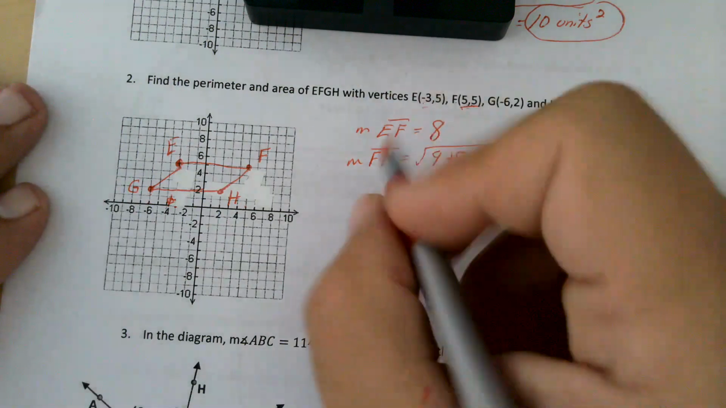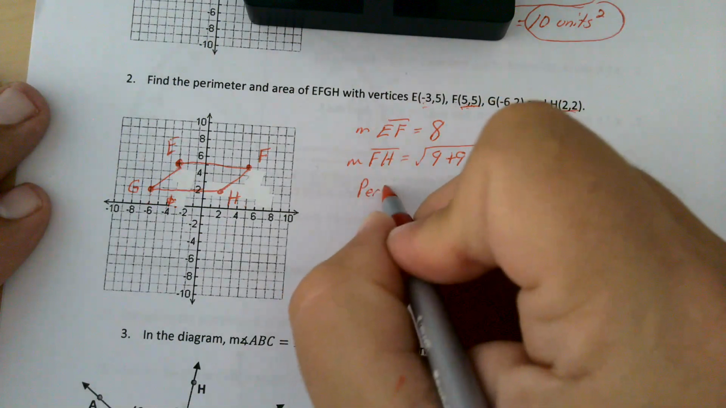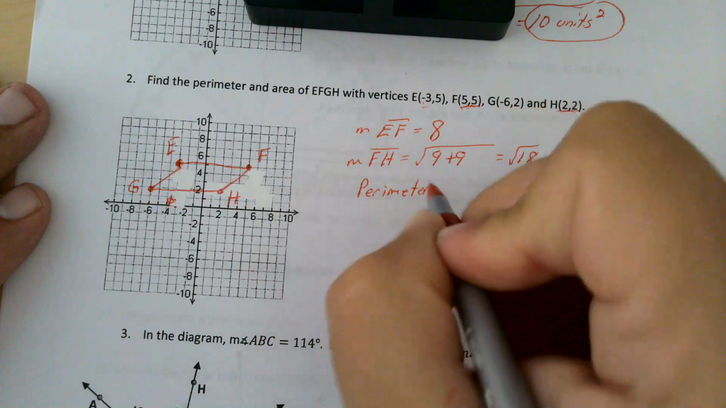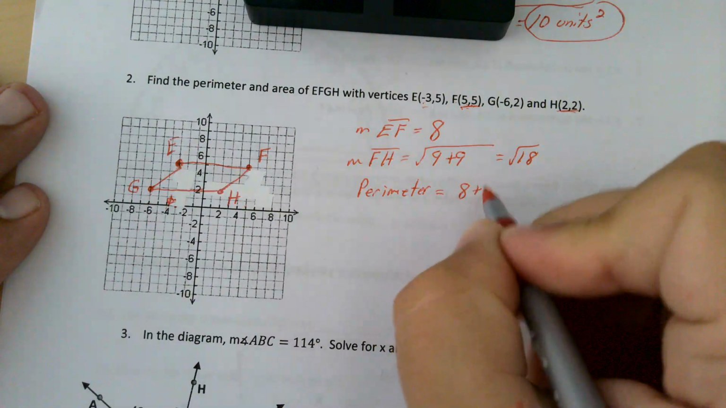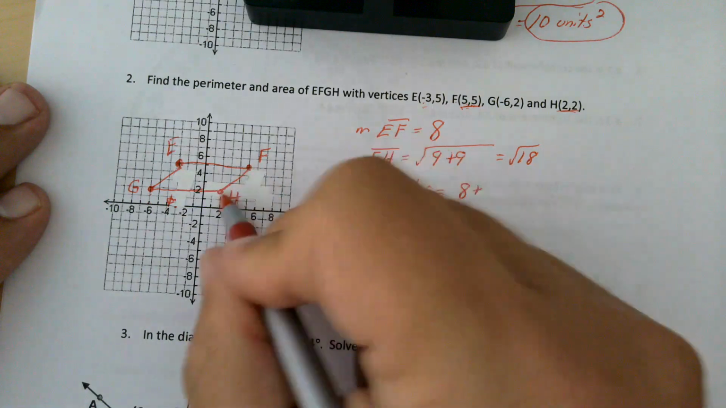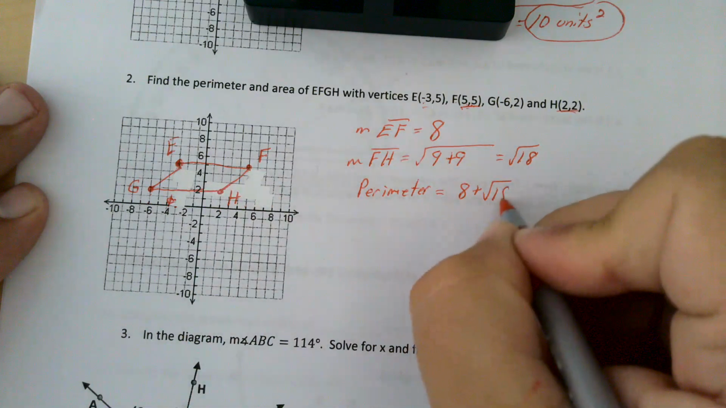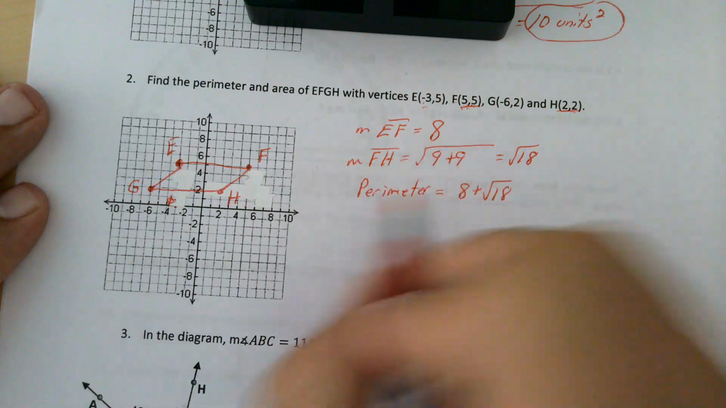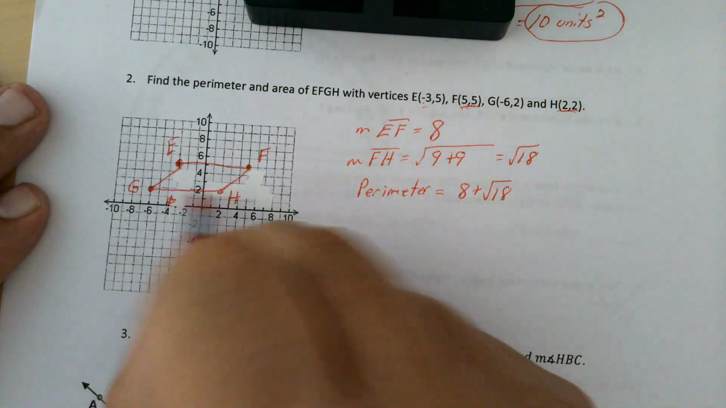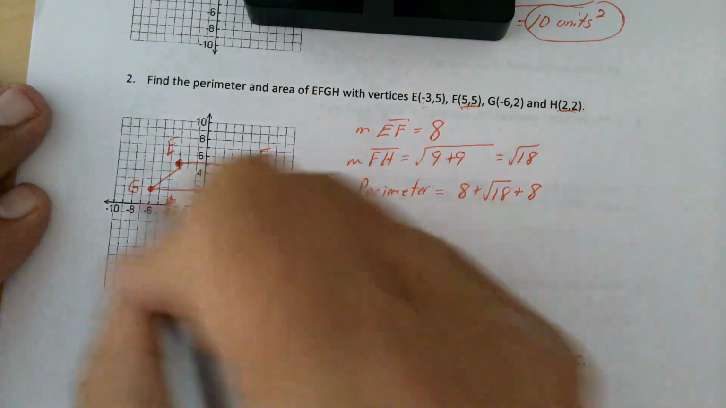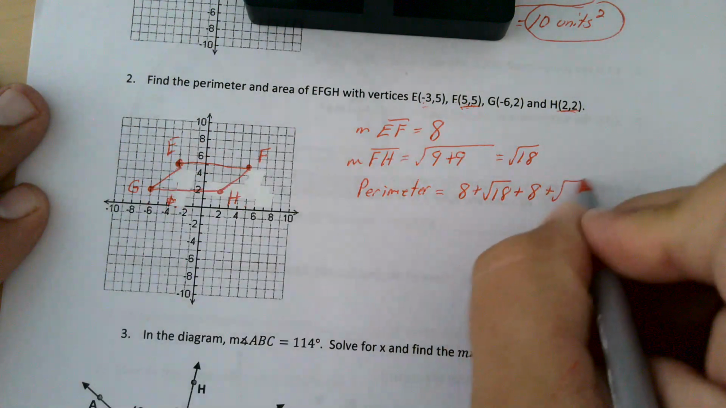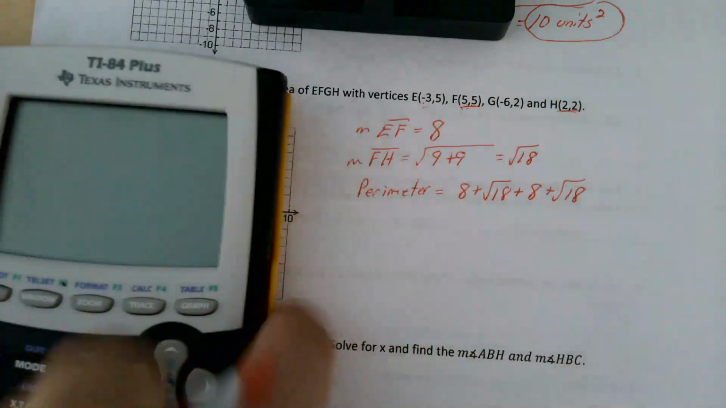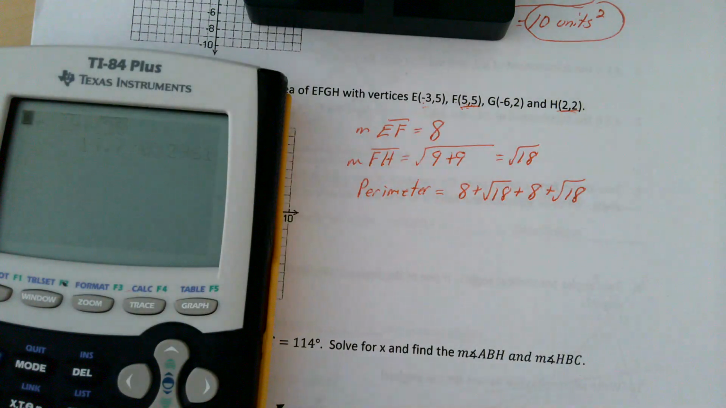So let's find the perimeter first. We know this is 8. So you're going to take 8 plus this side, which is root 18. Now you can just add those together and double it, but I'm just going to show all 4 sides. We also know that this is 8. And then finally, to complete your quadrilateral, we'll have another root 18. So I'm simply going to add all these together.